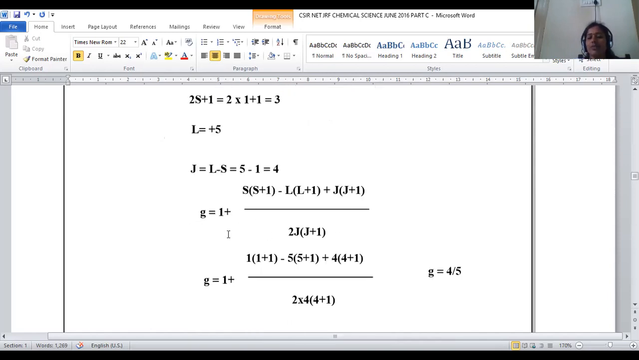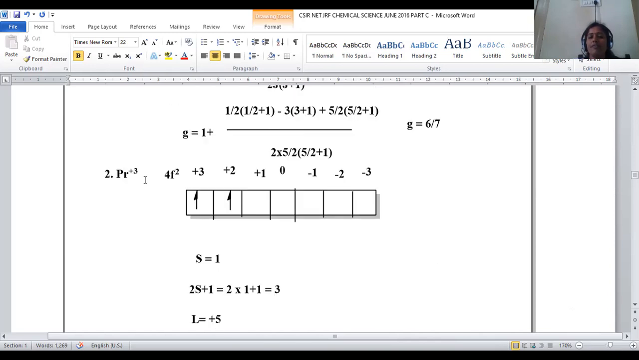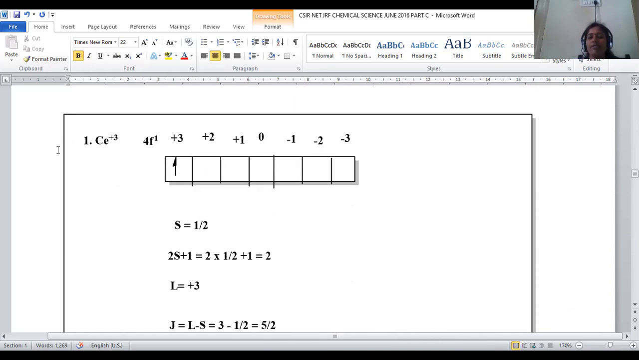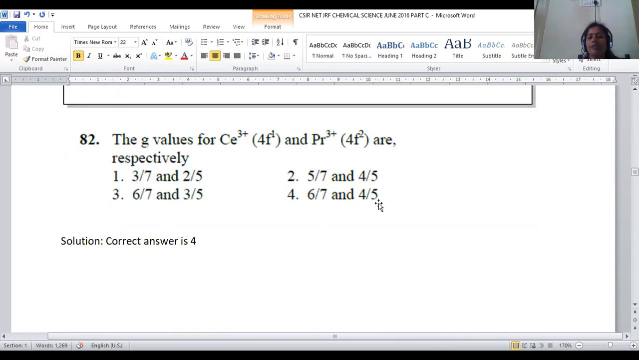Then the formula is the same, that is 1 plus S into S plus 1 minus L into L plus 1 plus J into J plus 1 by 2J into J plus 1. When we substitute the S, L, J values in the equation, 1 into 1 plus 1 minus 5 into 5 plus 1 plus 4 into 4 plus 1 by 2 into 4 into 4 plus 1, G is calculated as 4/5. So 6 by 7 for cerium, 4 by 5 for praseodymium. That is given in option number 4. For question number 82, option number 4 is the correct answer.